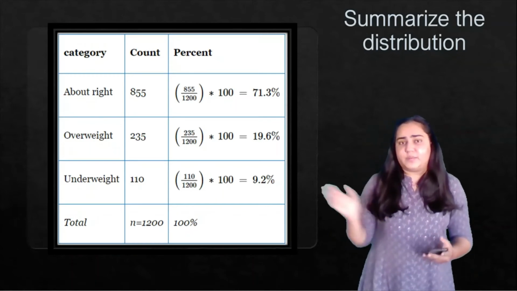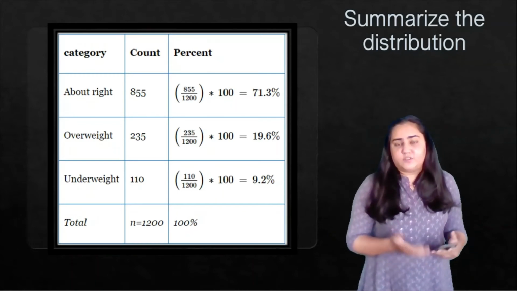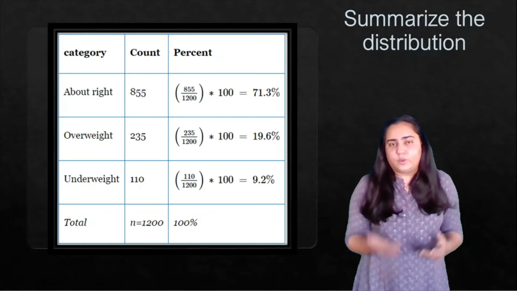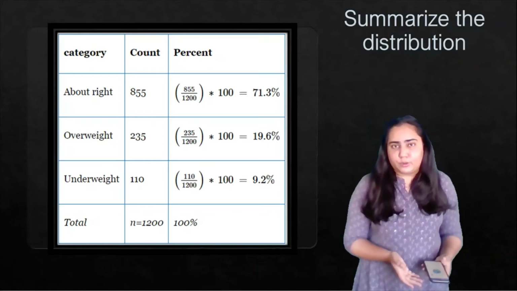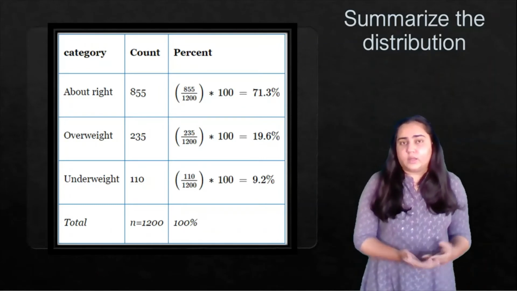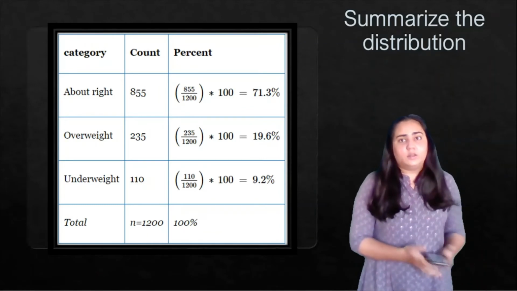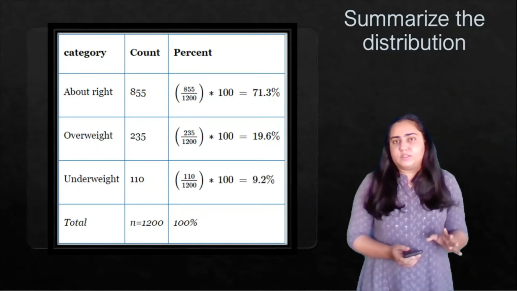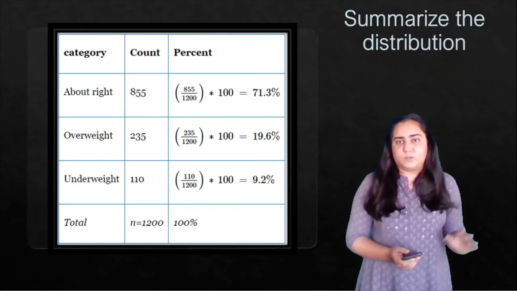So now the data makes more sense. Instead of just giving you an Excel file with the opinions of 1200 people, I'm giving you this, and this would make more sense to you instead of the Excel file. So this is how you can summarize a given distribution, how you can show the distribution of data.